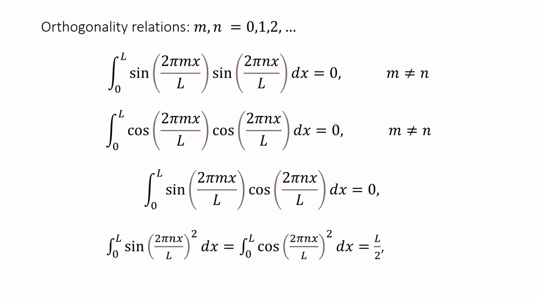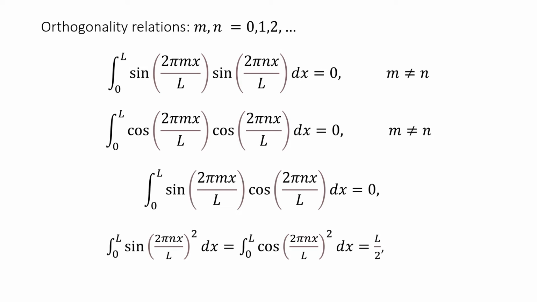Lastly, however, the integral from 0 to L of cosine 2 pi nx over L squared dx is the same as the integral from 0 to L of sine 2 pi nx over L squared dx, which is L over 2. So you might say, if you pair up any Fourier sine mode with itself or any Fourier cosine mode with itself, we get the value L over 2, which is decidedly non-zero.